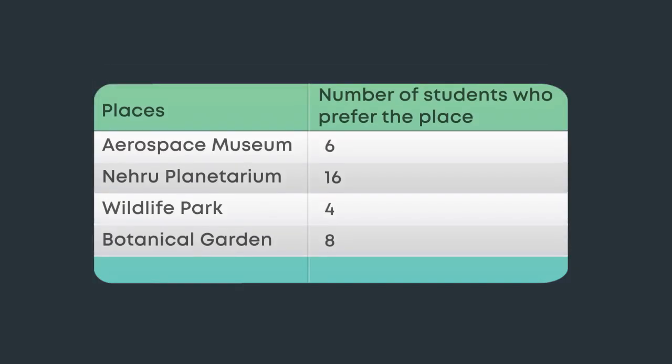Then, they make a table like this. So, by looking at the table, the class decides to visit Nehru Planetarium as most of the children prefer to go there.